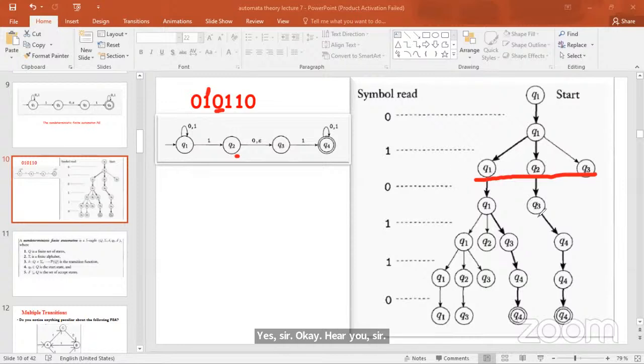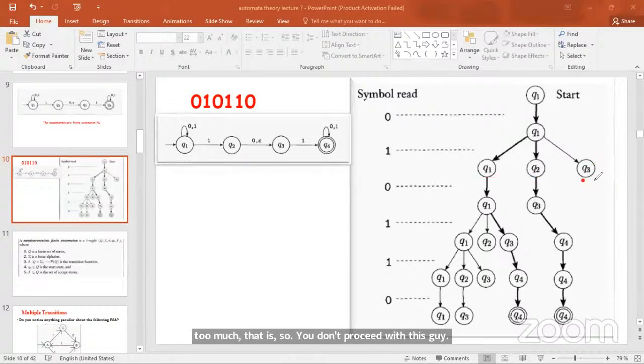So at Q2, you read this 0. Where does it take you to? Q3. However, when you're at Q3, there's nothing taking you out of here with a 0. So this one dies automatically, and you don't proceed with it. That's what you call dying off. There's nothing to process this further, so we remove it out of the equation.